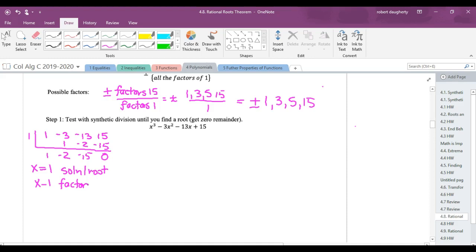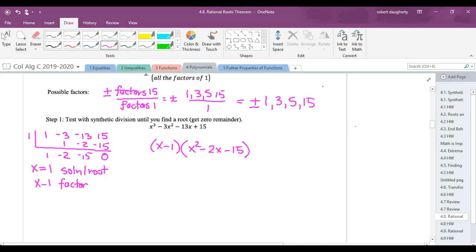X minus 1. So this is x minus 1 times, how do I read that bottom row? X squared minus 2x, sorry. Minus 2x, and then what? Minus 15, okay? So now I've got it down to where it's a quadratic.